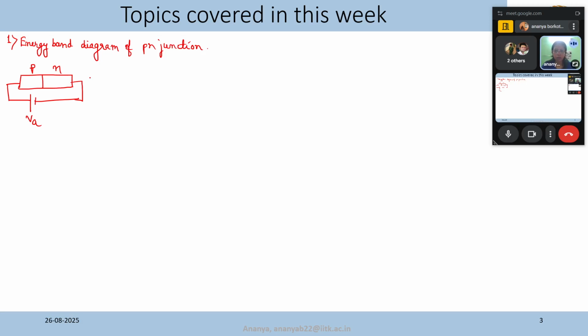Now for the normal energy band diagram, VA is equal to 0. That means there is no applied voltage, no external field, no external forces applied. That means there is no current because our diode will be in equilibrium. And when there is no current, it also implies that our EF is constant.